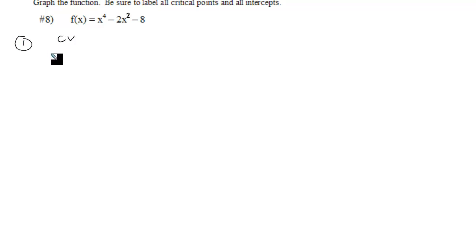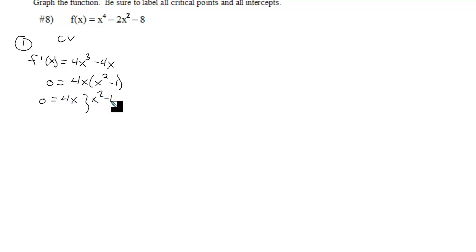Step 1, find critical values. To do that, you find the derivative. Set it equal to 0. Factor when necessary. It is necessary here. Set each factor equal to 0.